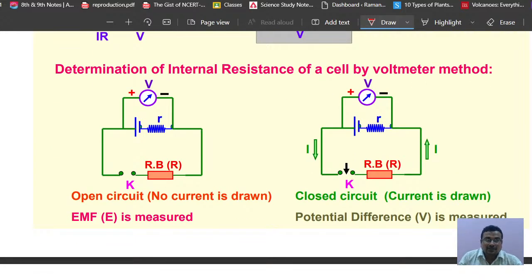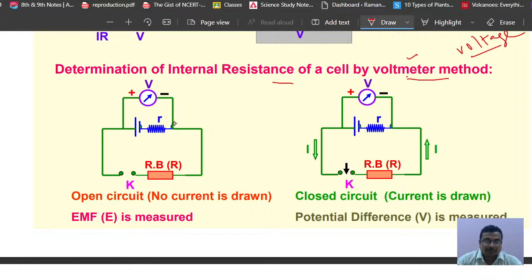Now, determination of the internal resistance of a cell by the voltmeter method. What do you mean by voltmeter? The SI unit of potential difference is volt. A voltmeter is a device that measures the voltage. So, determination of the internal resistance of a cell by the voltmeter method.